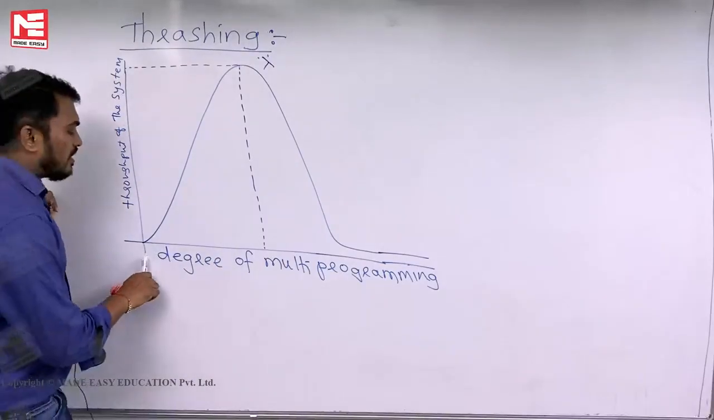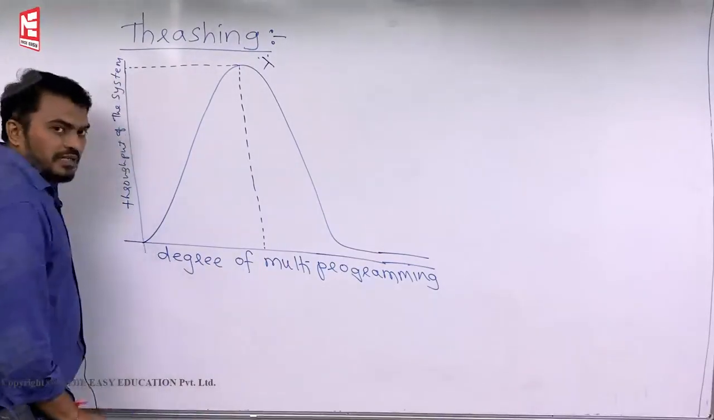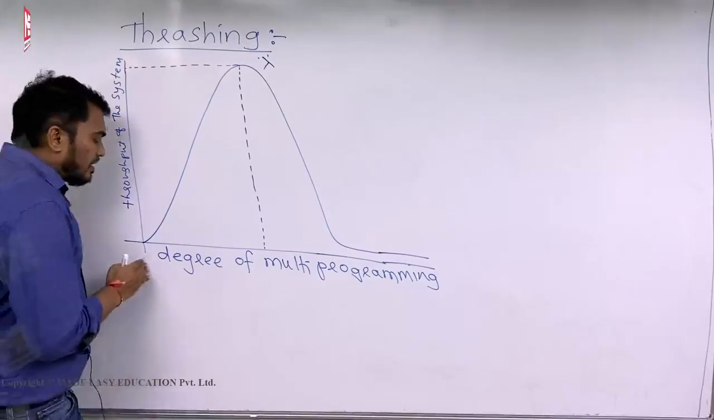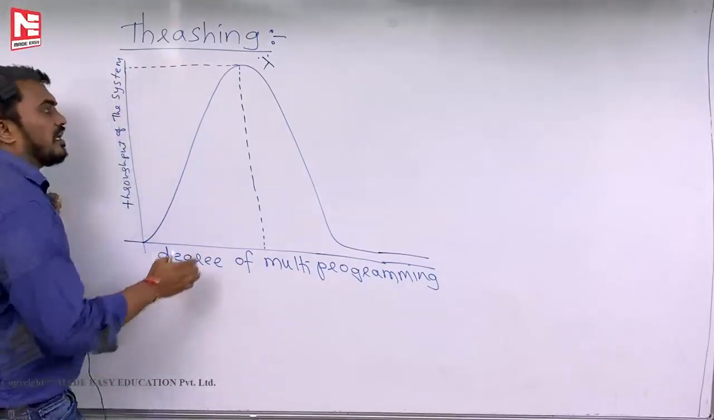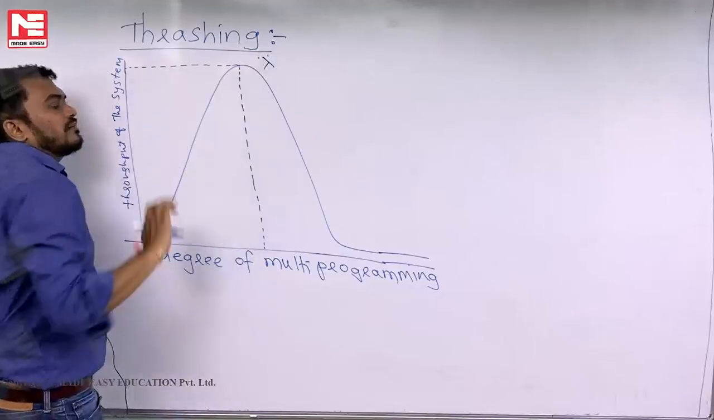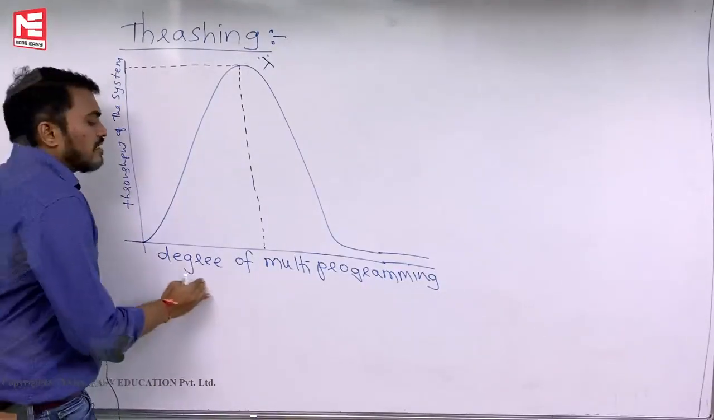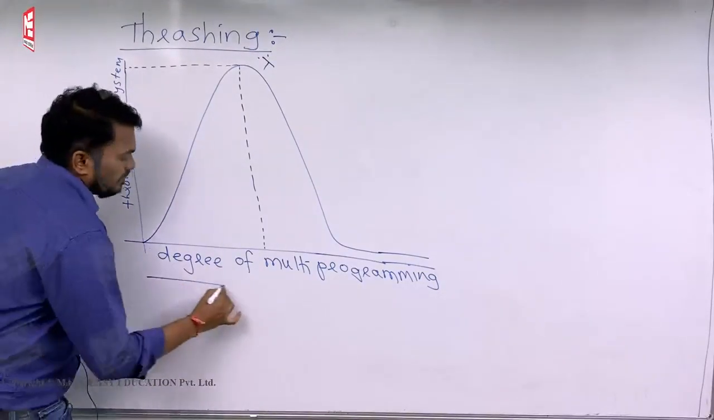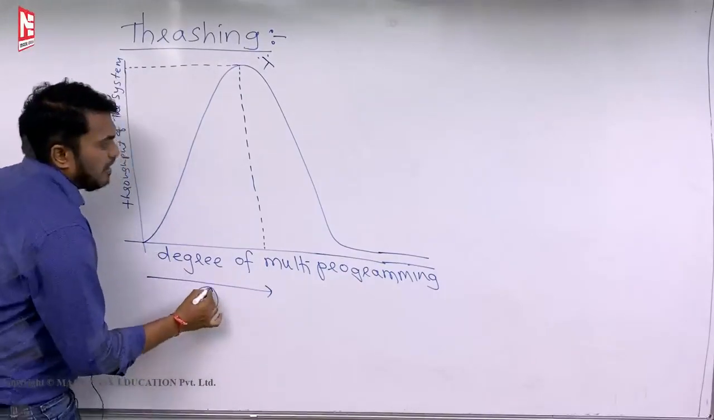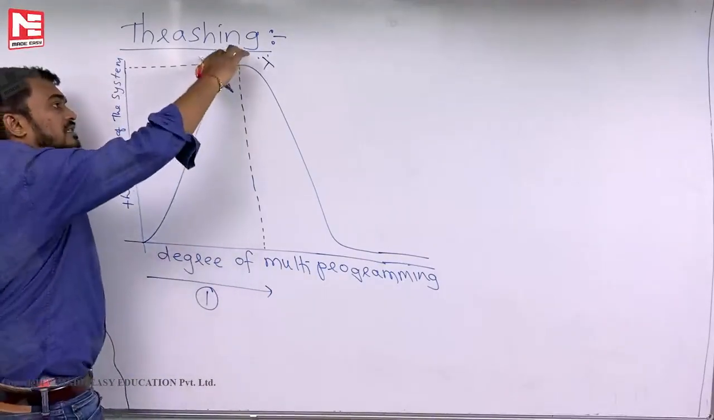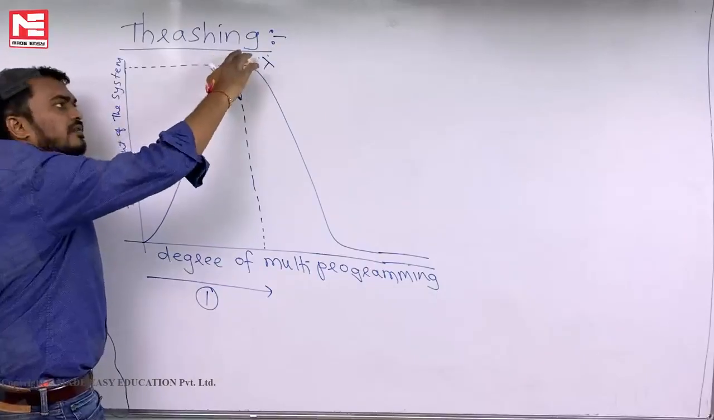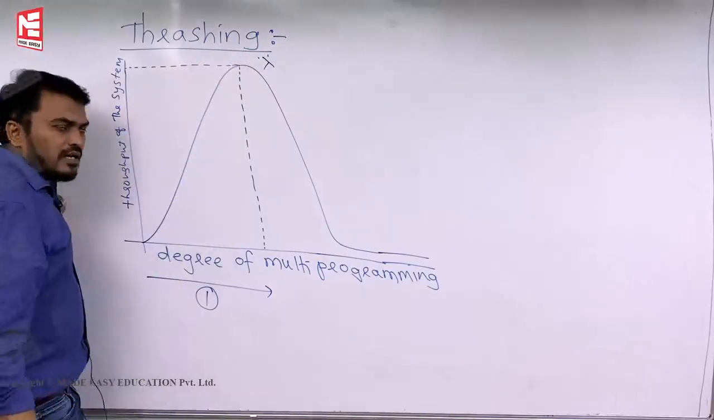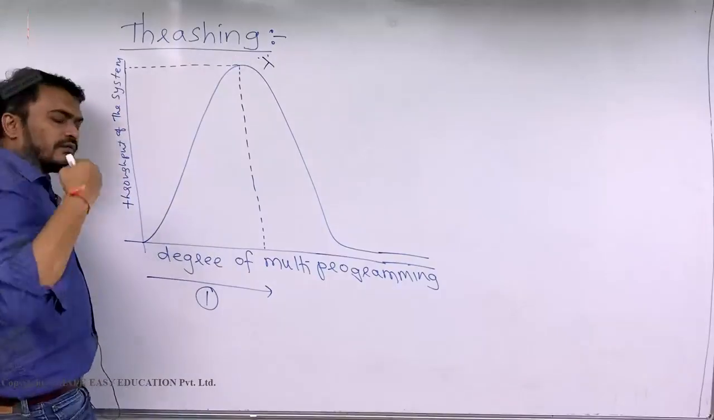In the initial degree of multi-programming, up to the point of lambda, the throughput of the system is very high, system resources are utilized perfectly, and the CPU utilization is also very high.